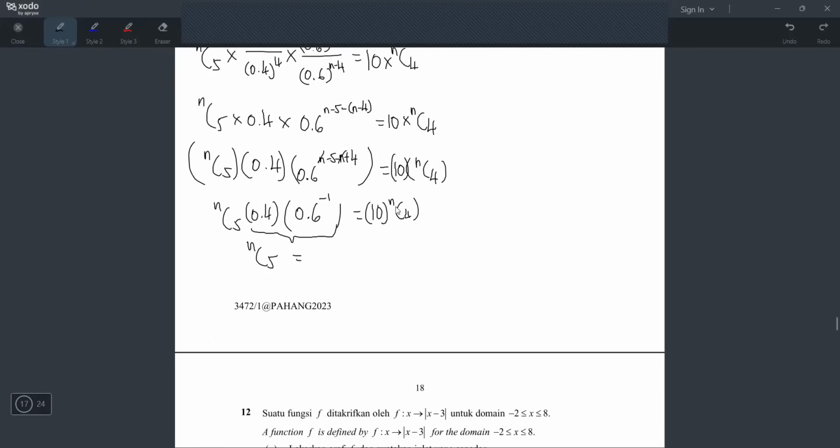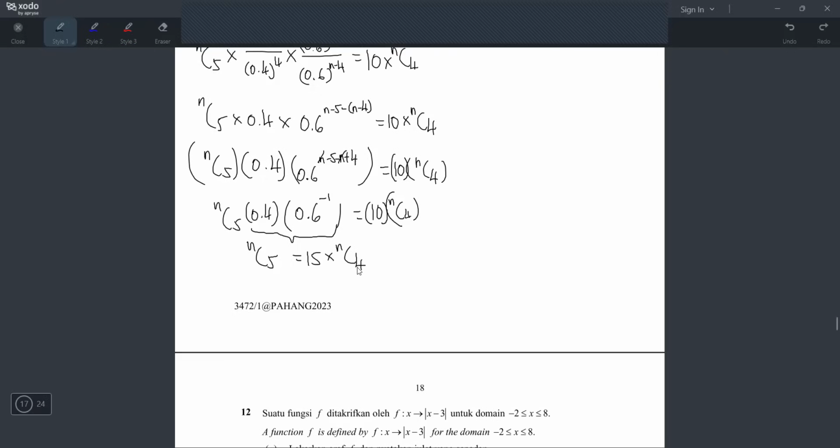Okay. Hey, wait, what is this? Okay, like this. So let's press 0.4 times 0.6 power negative 1. Or you can also press 0.4 divide 0.6. Okay, it's 2 over 3, right? And then the 2 over 3, I'll move there, it becomes times 3 over 2. Because this whole thing is 2 over 3, right? But when you move it there, it becomes times 3 over 2, right? And what is 10 times 3 over 2? You can press quickly, you will get 15, right? So you end up with 15 times nC4.